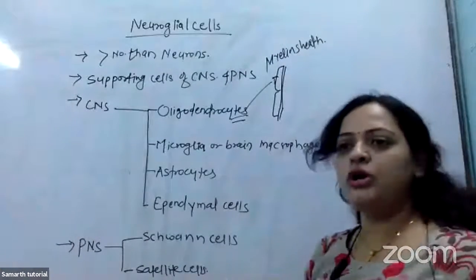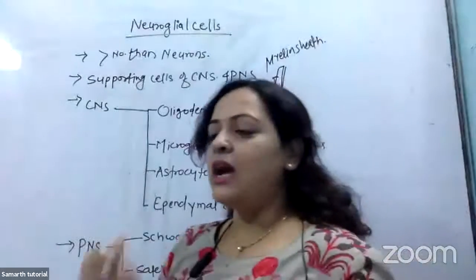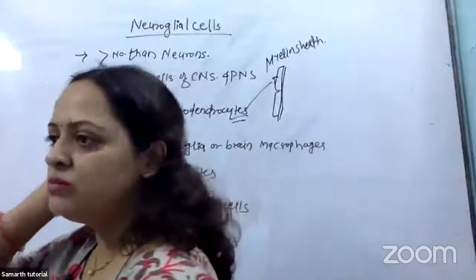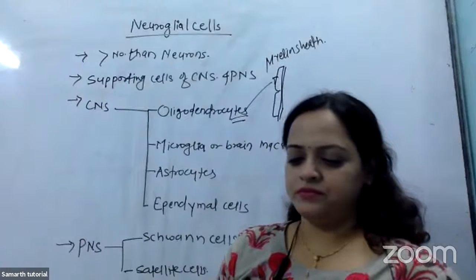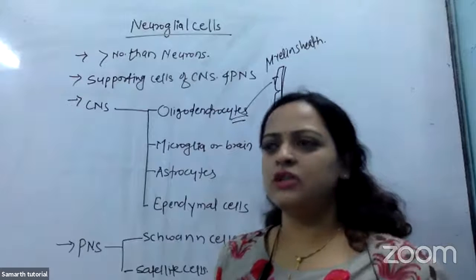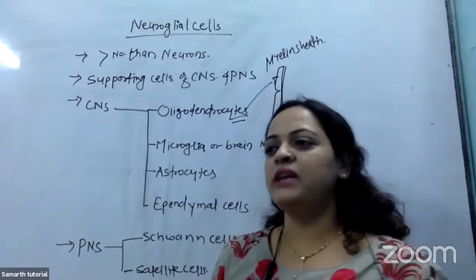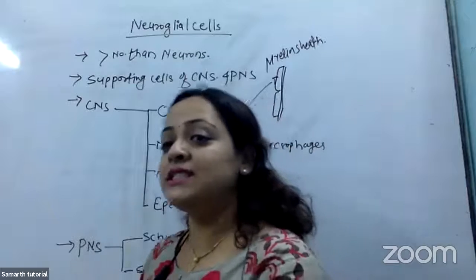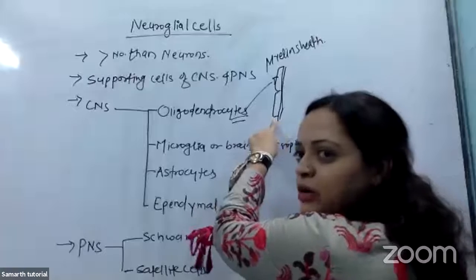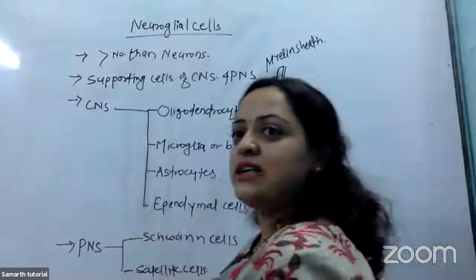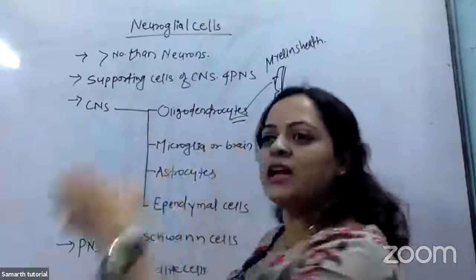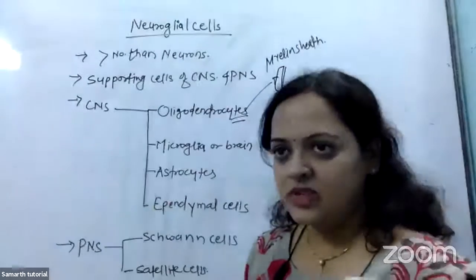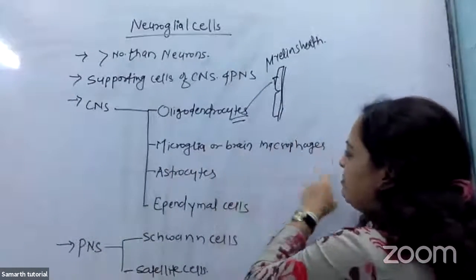Yes, and what will be its function now? Since they are forming the myelin sheet, what will be their function? Transmittance of signal. The function will be the transmittance of the signal, faster transmission. I told you, when these myelin sheets are present, it is called myelinated. Myelinated fibers transmit signals faster than the non-myelinated. So, what is the function of oligodendrocytes? To transmit the signal at a faster rate.